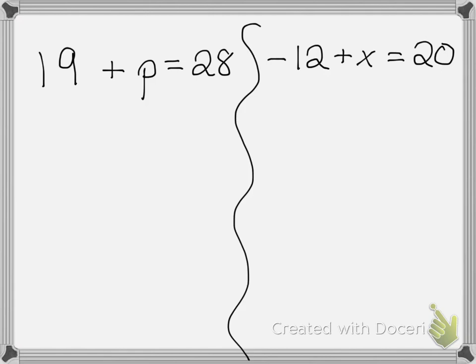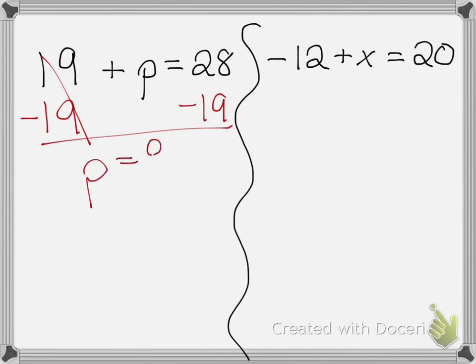19 plus p equals 28. What will be the inverse operation? Well, look, you see how the 19 is on the same side as the p? And it's positive. Opposite of positive is negative, right? So we're going to subtract 19 on both sides. And 28 minus 19 equals 9.